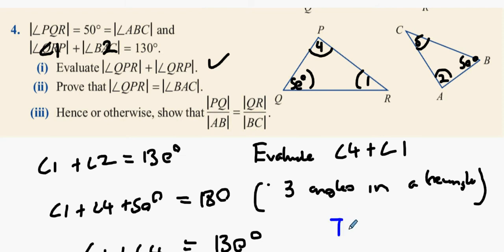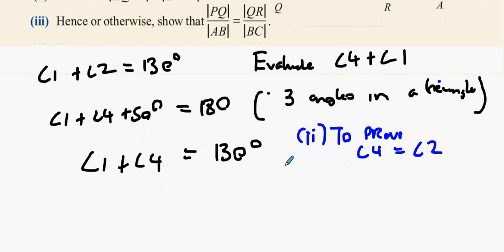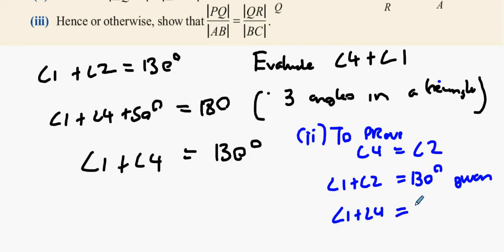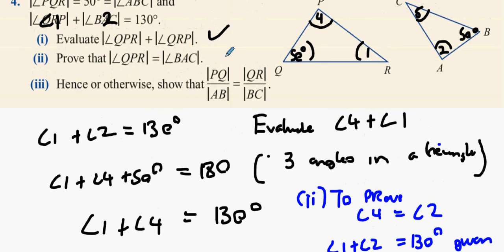Prove that QPR equals BAC. So this is part 2, I'm looking to prove that angle 4 equals BAC, angle 2. No bother. Because we know that angle 1 plus angle 2 equals 130 degrees. That was given. Now we know that angle 1 plus angle 4 equals 130 degrees. Therefore, angle 2 must equal angle 4. Two of them have to be the same as each other. Okay, so that's proven. Done.